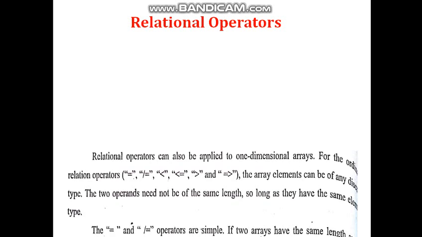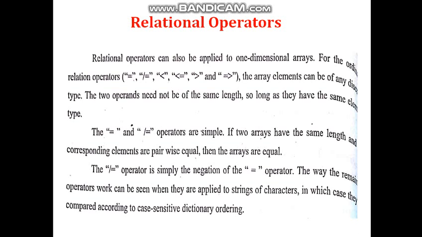The array element can be of any discrete type. The two operands need not be the same length, so long as they have the same element type. The equals and not equals operators are simple. If two arrays have the same length and the corresponding elements are pairwise equal, then the arrays are equal. The not equals operator is simply the negation of the equal operator.